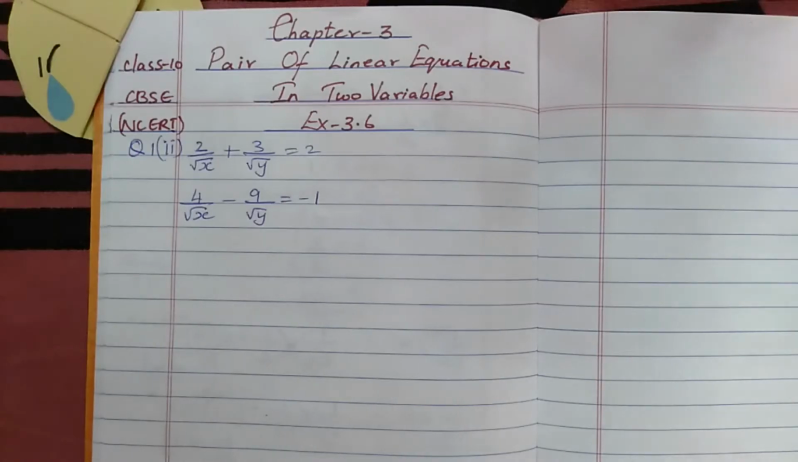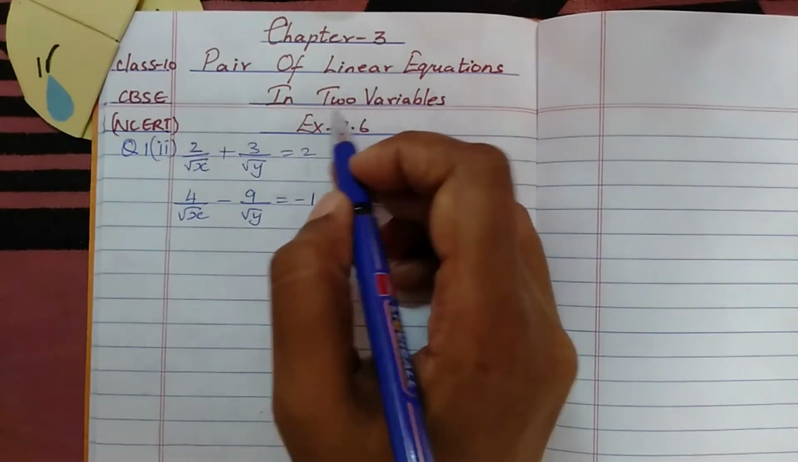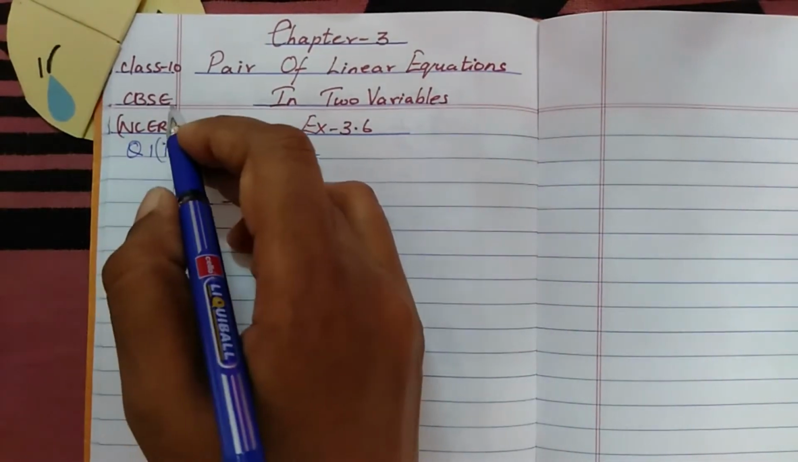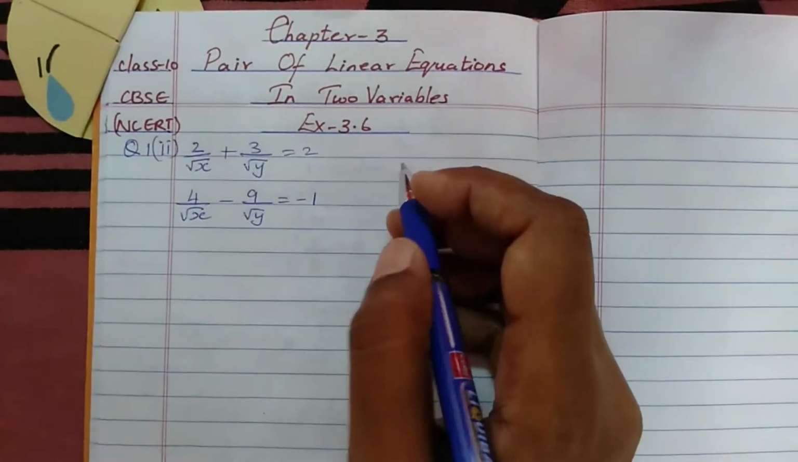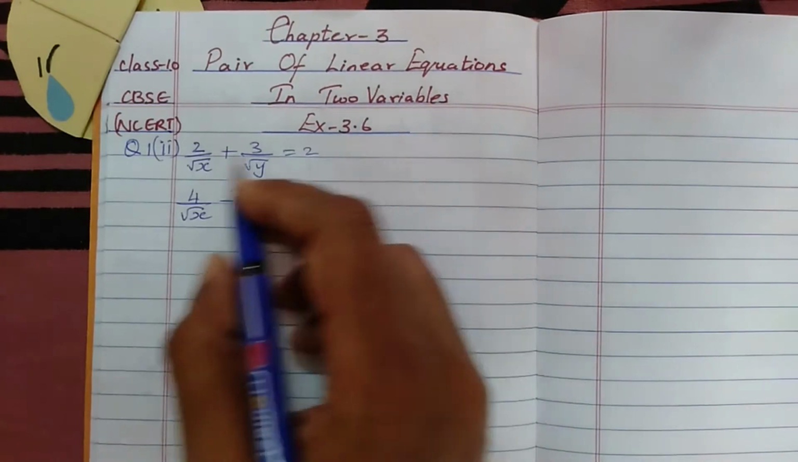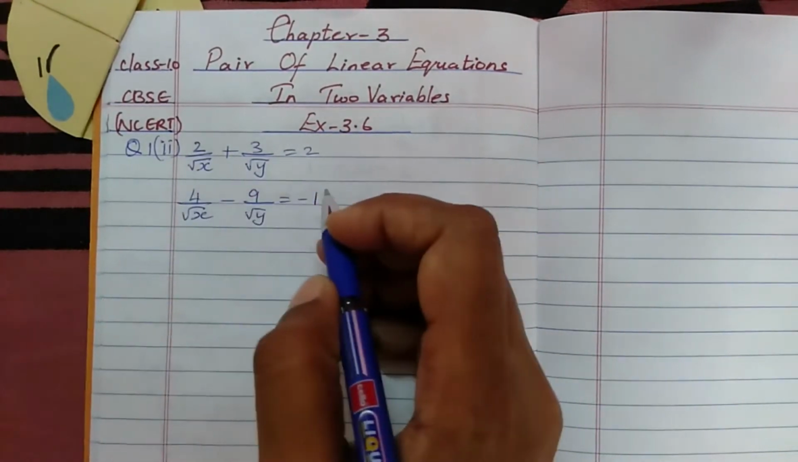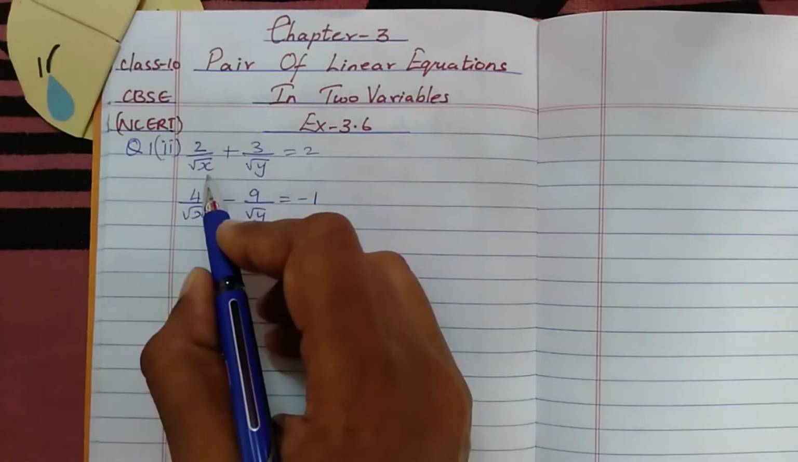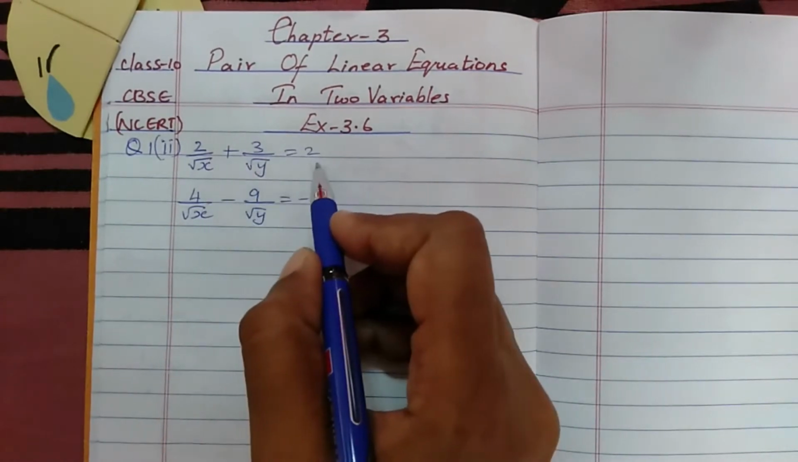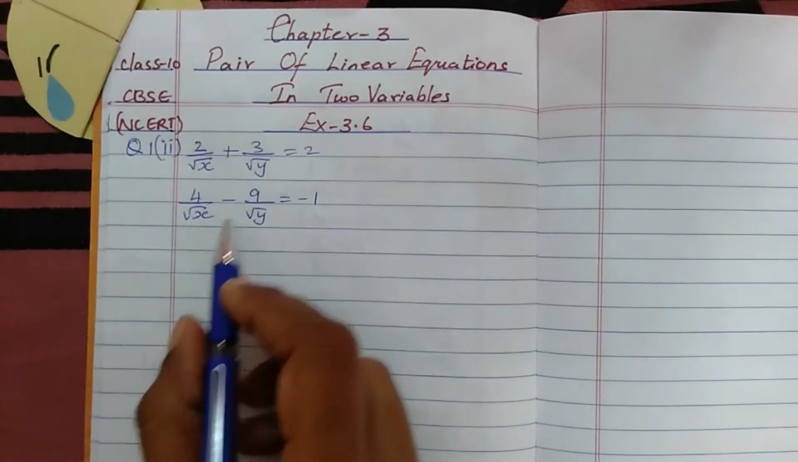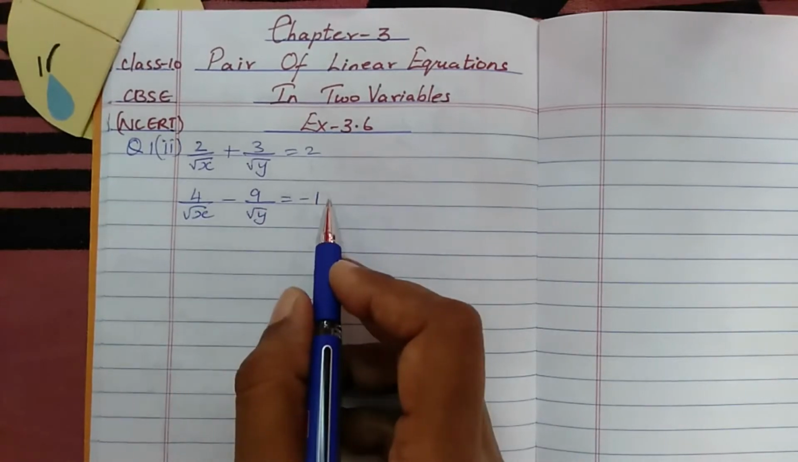In this video we shall see chapter number 3, pair of linear equations in two variables of class 10 CBSE NCERT syllabus. We shall continue with exercise number 3.6, question number 1, second part. The given equations are 2 by root x plus 3 by root y is equal to 2 and 4 by root x minus 9 by root y is equal to minus 1.